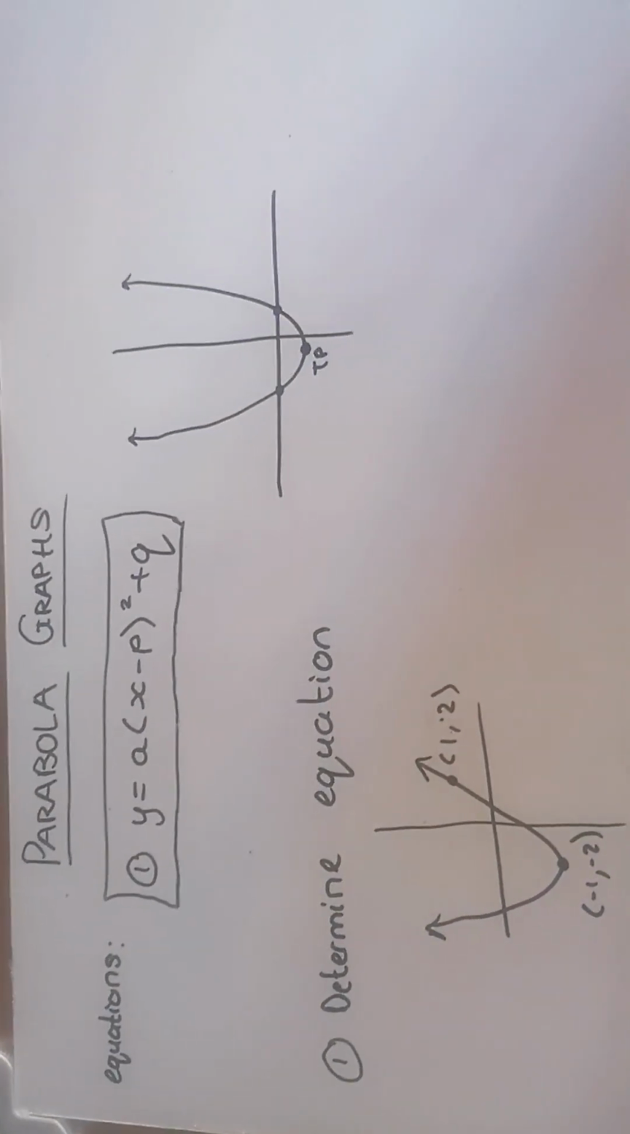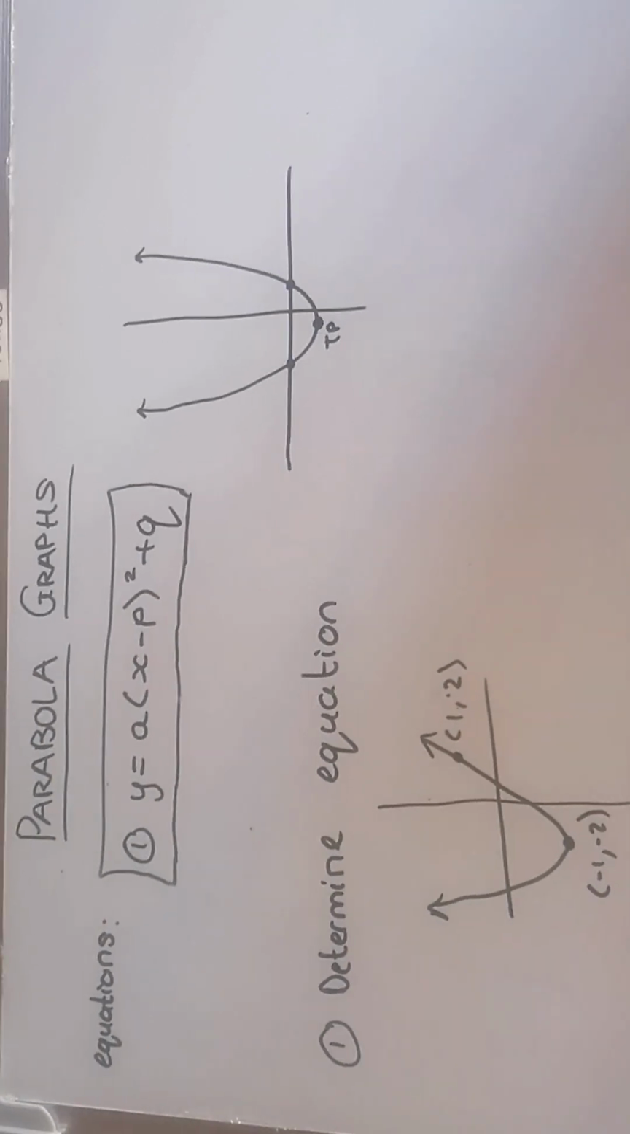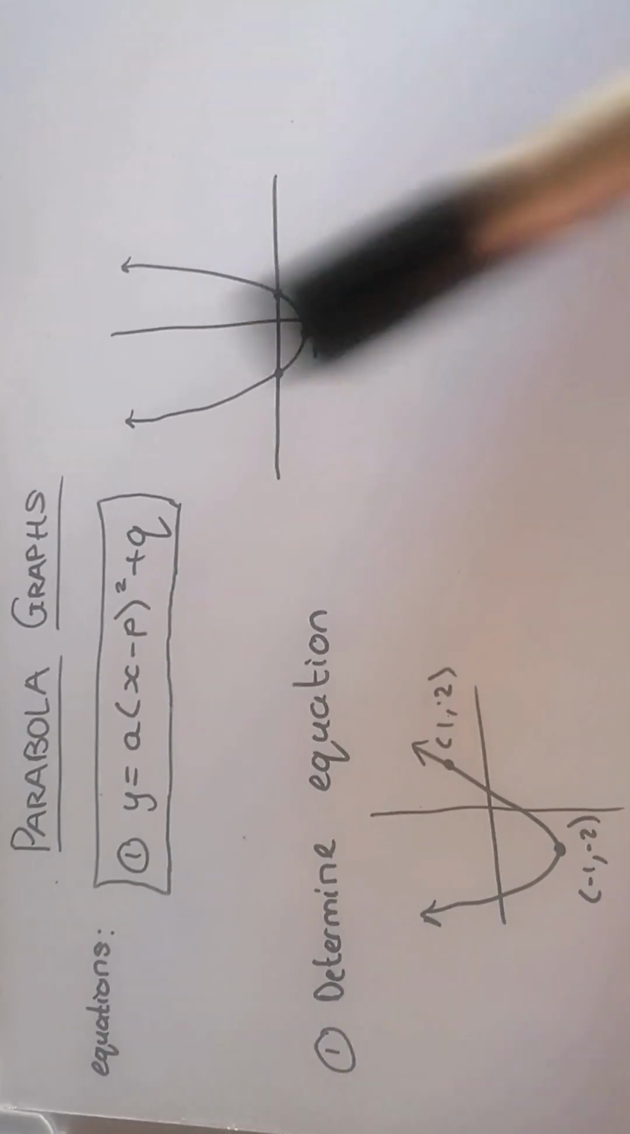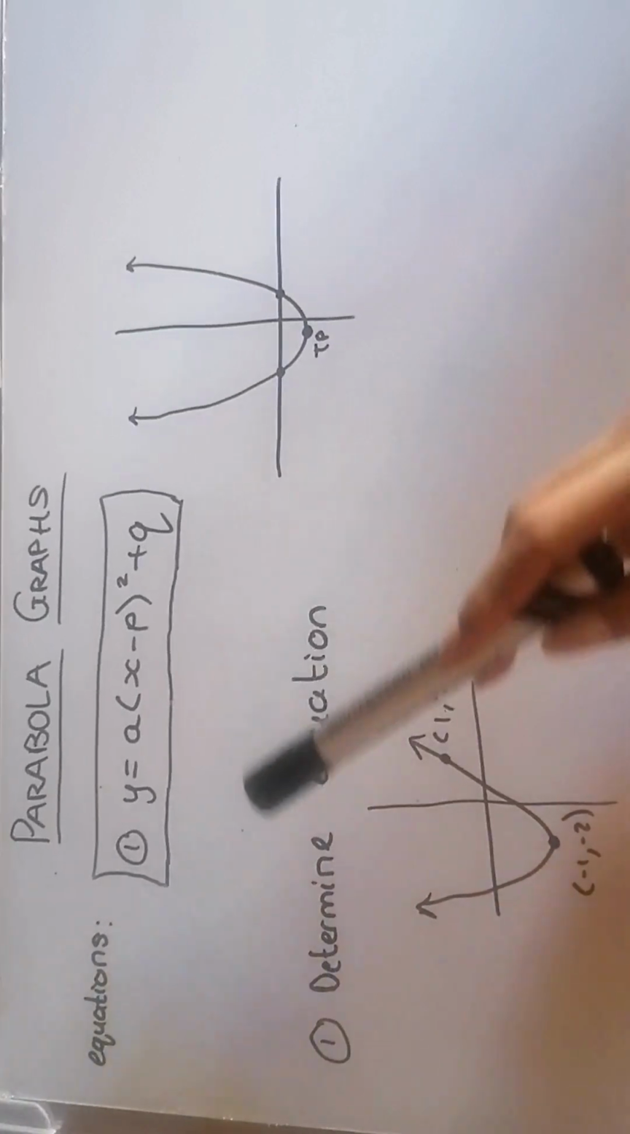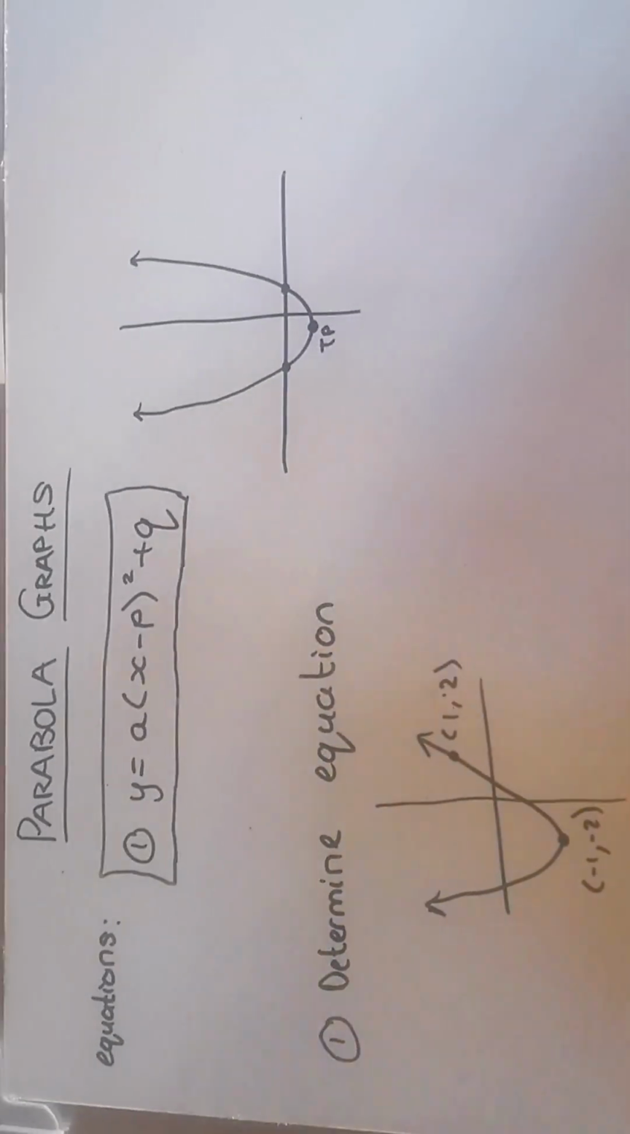Okay, so now we're moving on to parabola graphs. There's two types of equations this graph has. I'm going to be working with the first equation, then we're going to learn how to determine the equation for it, then how to draw the graph. Then I'll show you all the next equation.